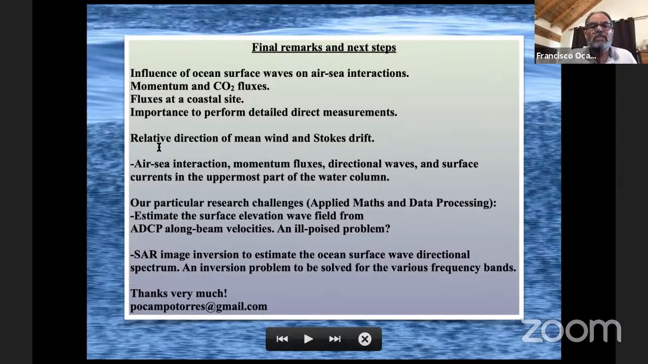With this type of result, we can estimate very neatly the relative direction between mean wind and Stokes drift, which is rather important for oil transport, or sargassum transport, or any particles in surface motion.